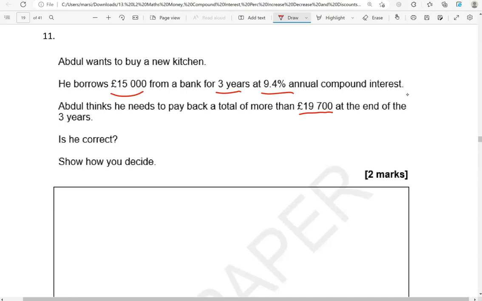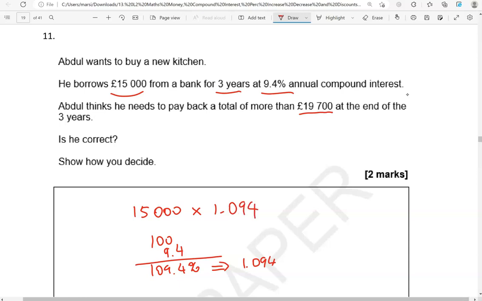So the amount invested, or borrowed in this particular case, 15,000 times 1 point. So that's the 100%. Add the 9.4% gives us 109.4%. Dividing this by 100 gives us 1.094 as a decimal. So that's what I'm going to plug in here, to the power of 3, because it's 3 years. So we can do this using a calculator.